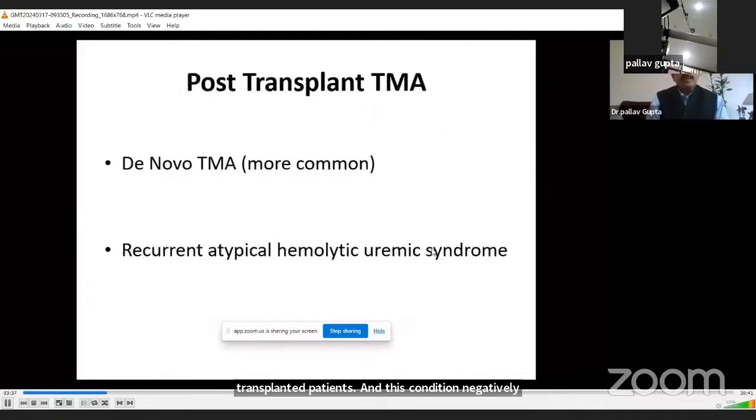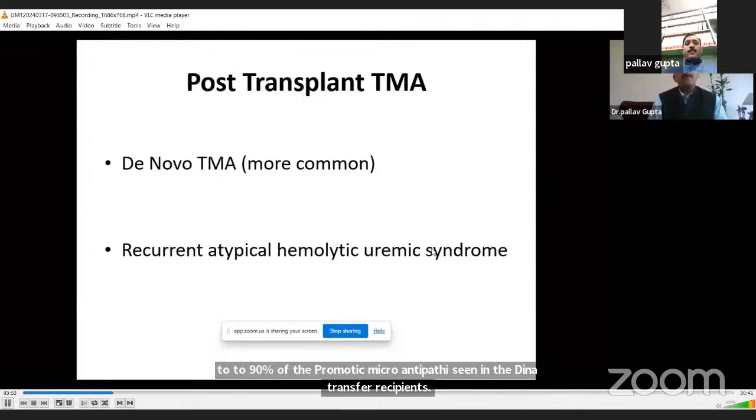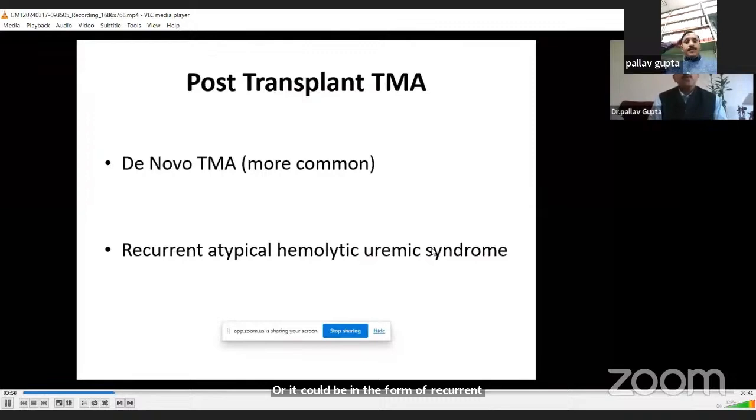Now, post-transplant TMA can be either de novo TMA, which is far more common and accounts for 80 to 90% of the thrombotic microangiopathy seen in renal transplant recipients, or it could be a recurrent atypical hemolytic uremic syndrome, which accounts for about 10 to 20% of the TMAs we see in the post-transplant setting.